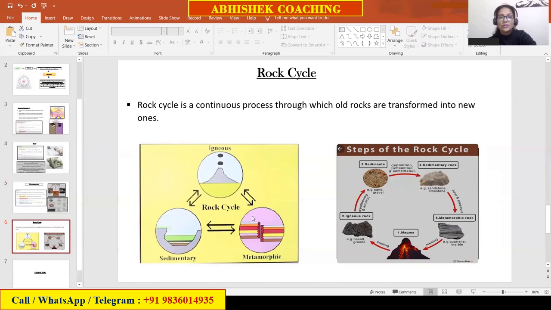It includes the following processes: hot lava cools down to form igneous rock, and this igneous rock is then broken down into small particles which are transported and then deposited as sediment and make sedimentary rocks. And with pressure and heat, igneous and sedimentary rocks turn into metamorphic rocks. So this is the rock cycle.